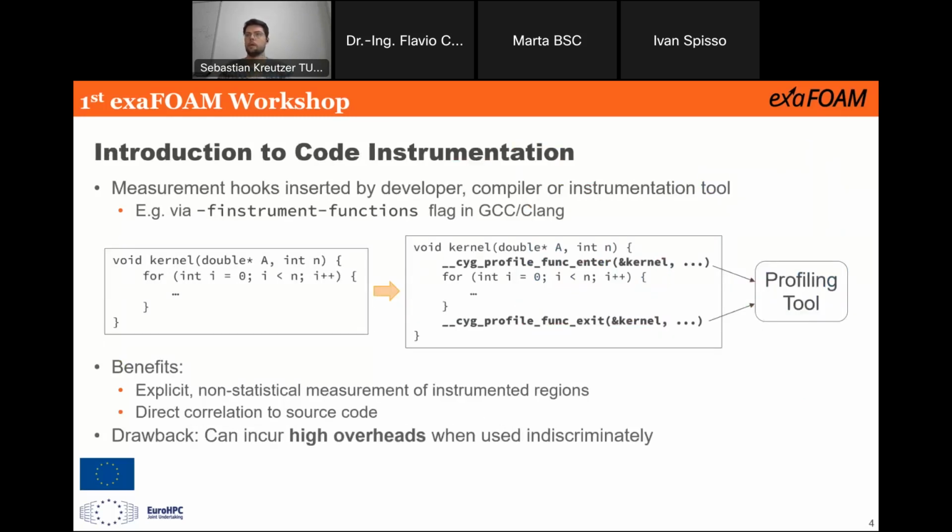So now I want to go back and, for people who are not familiar with it, talk a little bit about what code instrumentation means in this context. So at least for performance profiling, the idea is to insert measurement hooks into the code. This can be done by the compilers, by the user or analyst, or by a separate tool, and on different representations: source code, binary, or an intermediate representation.